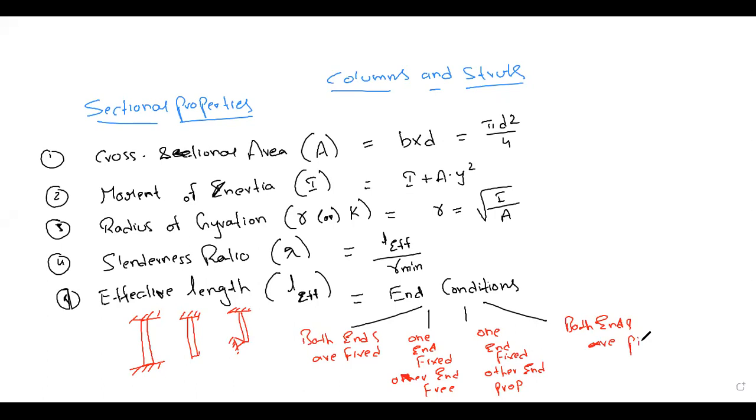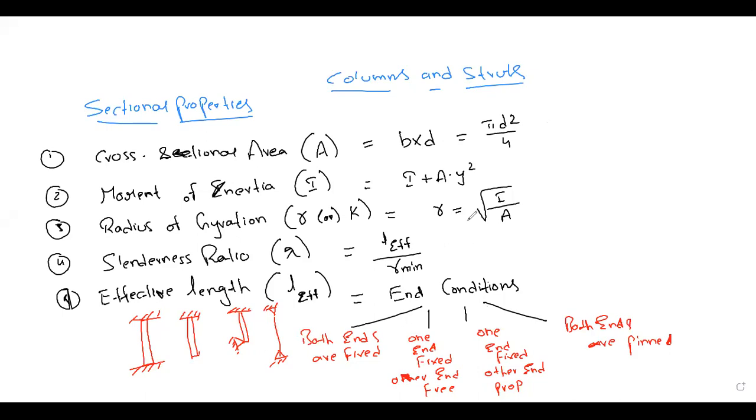Both ends are pinned, so that means like this. Understand? Based on these end conditions, this L effective is going to be decided. So what is that effective length? How is it going to be calculated? Everything we will discuss later on. So let's first discuss the radius of gyration and slenderness ratio more effectively.